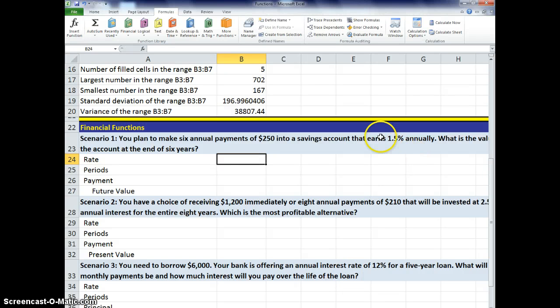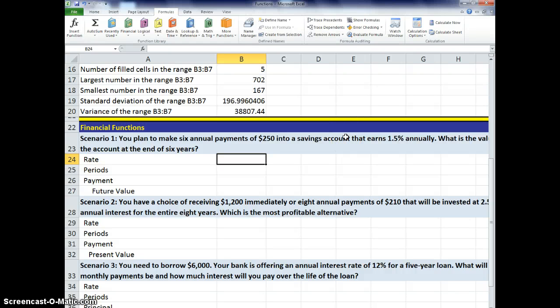So you get 1.5%. The good thing about banks and credit unions is that when you save money with them, they give you money back. So you won't have just 1,500. You'll have a little bit more than that.